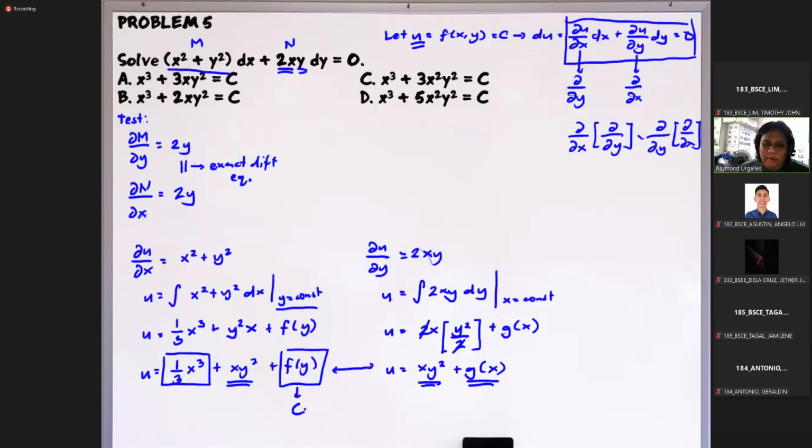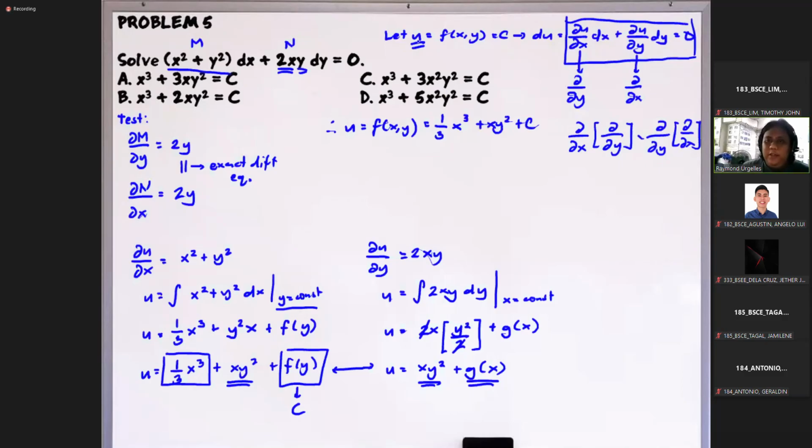So let's combine what we got. The u that we are looking for, which is a function of x and y, will be composed of 1/3 x cubed, which is our g of x, then plus xy squared, then plus a constant c. So again, that is our function u.